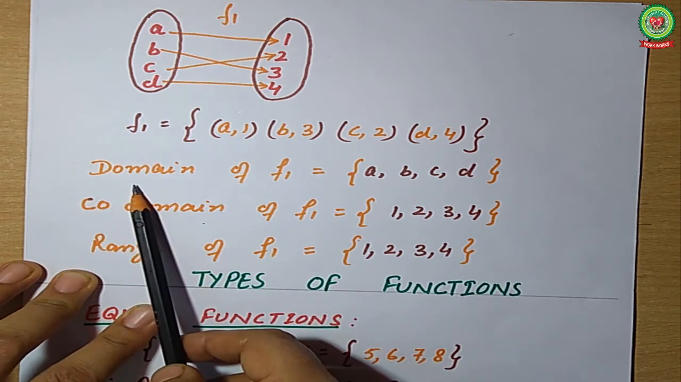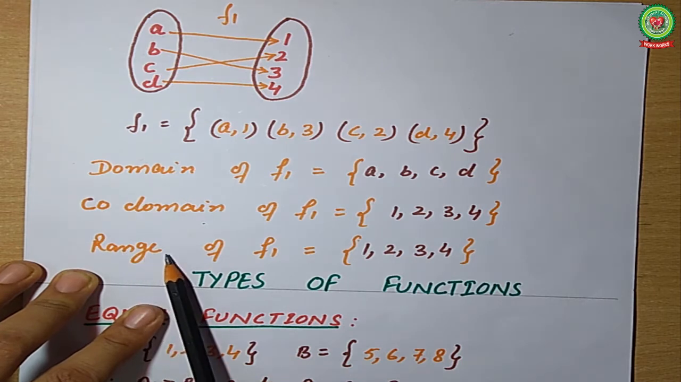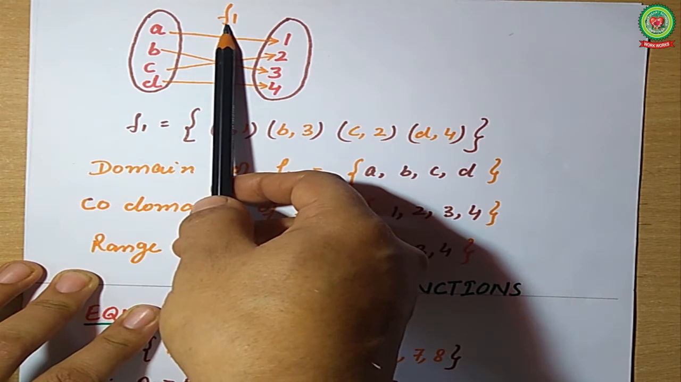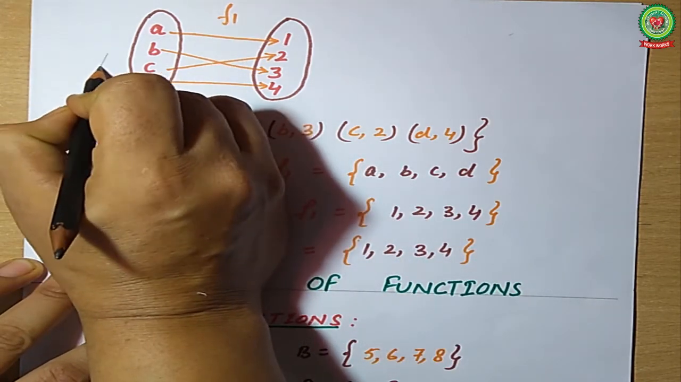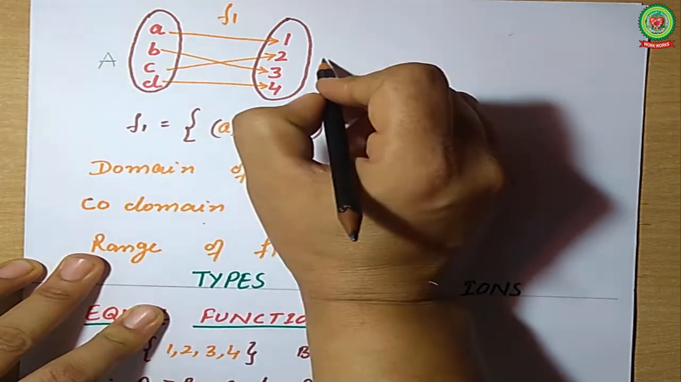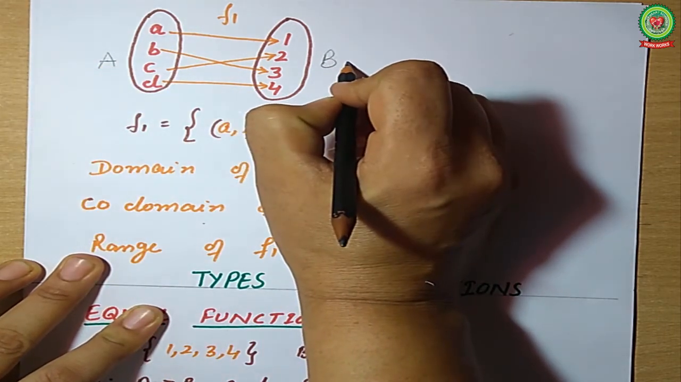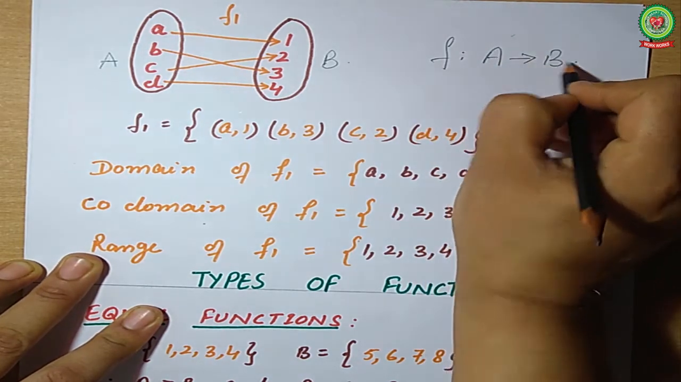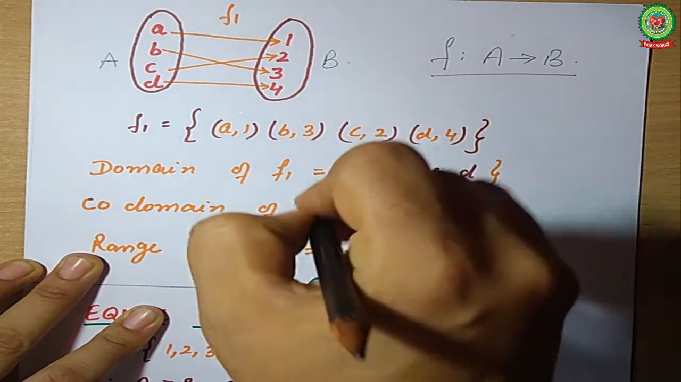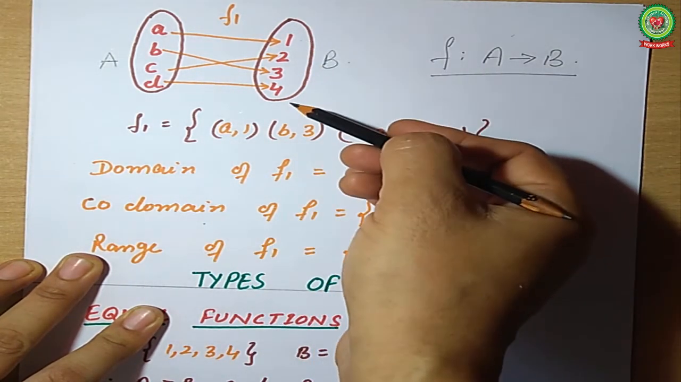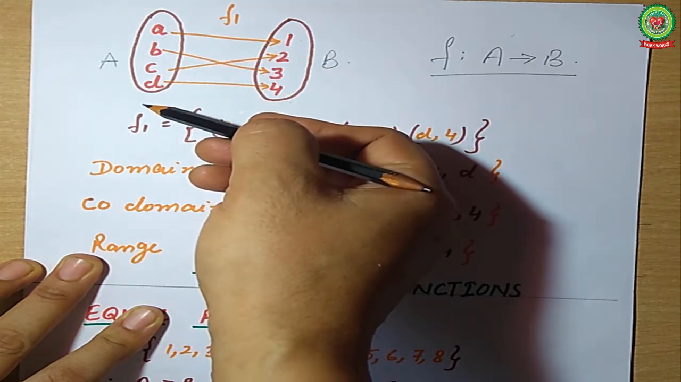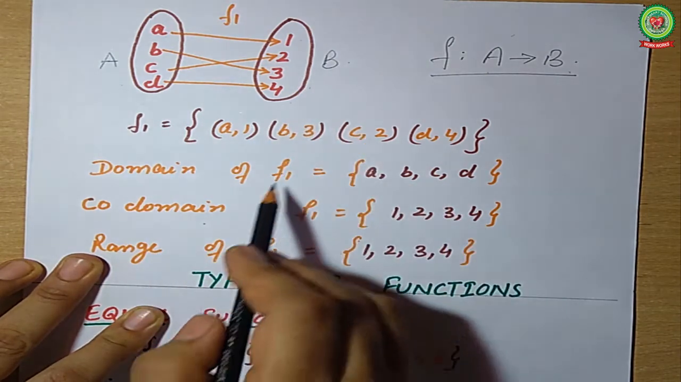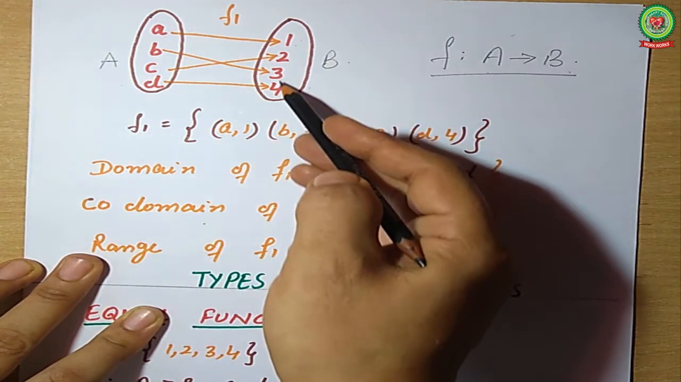Now, how will we write down the domain, codomain and range there? Domain of f1. The function is f1 there. So what is the domain there? Set A elements are the domain and set B elements are the codomain, because f is the function from set A to set B. If it is from B to A, then B would be the domain and A would be the codomain. From A to B, this is the domain, this is the codomain. Codomain of f1 is 1, 2, 3 and 4.